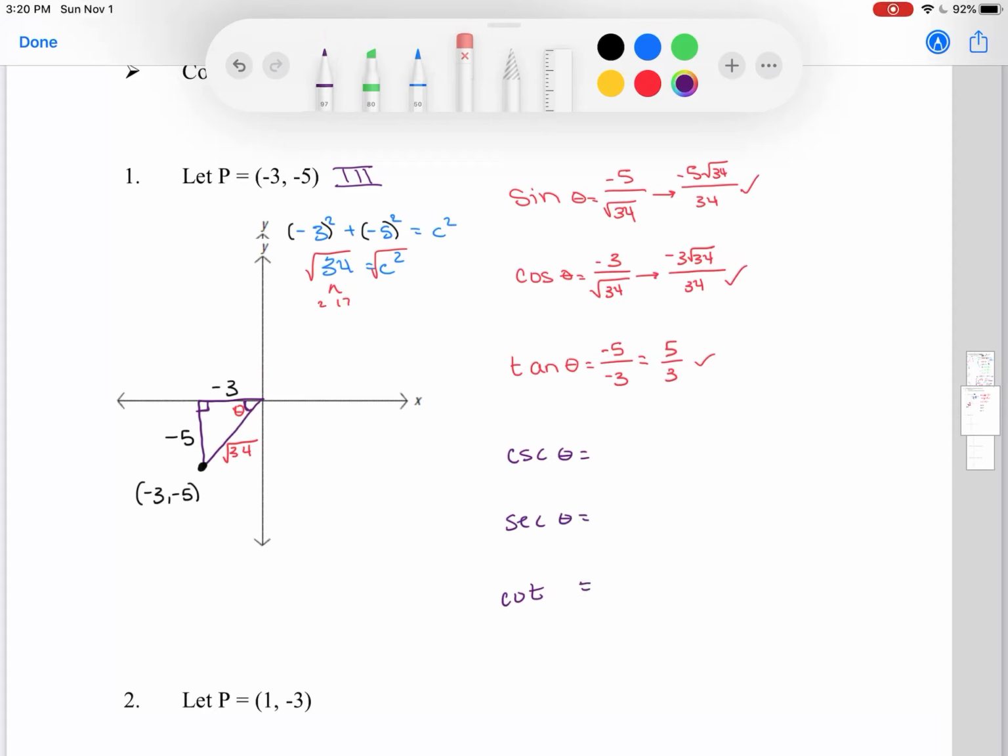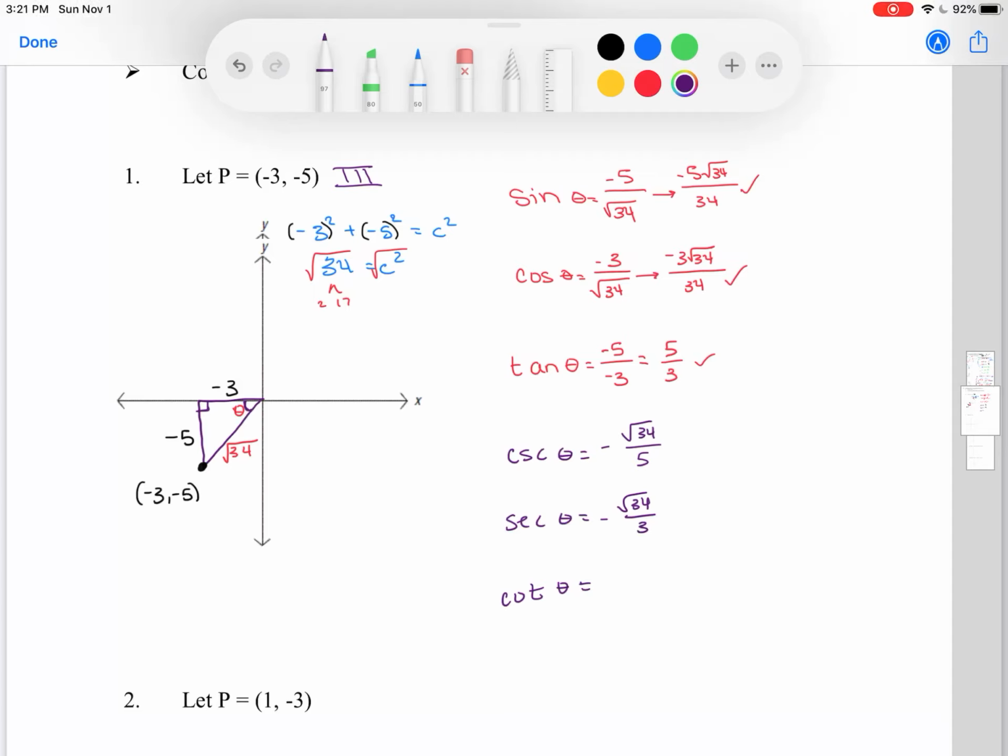After the first 3, I can follow suit with the next 3. Cosecant theta, secant theta, and cotangent theta. Let's rewrite that there. All right, they're the reciprocals.